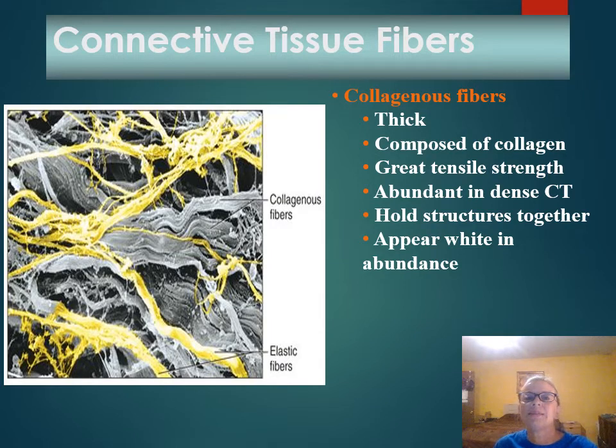So these need to be tough. These do sometimes appear white when you have a lot of them, and so we sometimes call them white fibers. We have collagenous fibers here in this picture, and then we have some elastic fibers that are, well, not stained, they're colorized yellow.